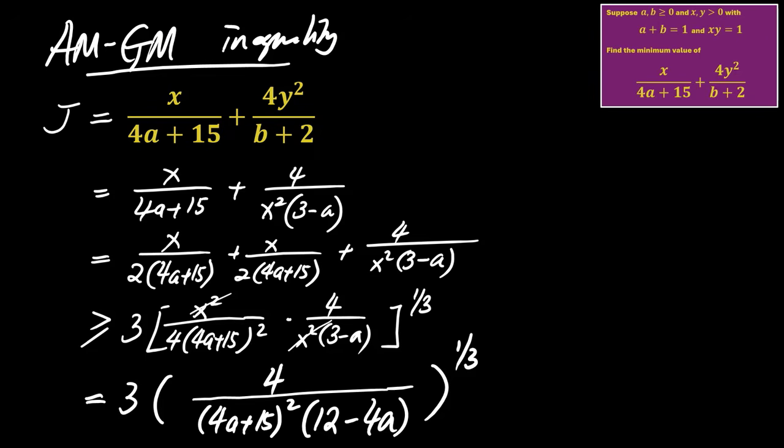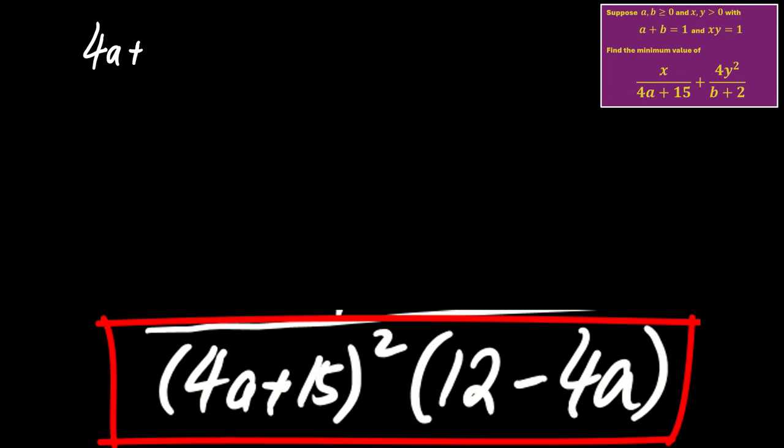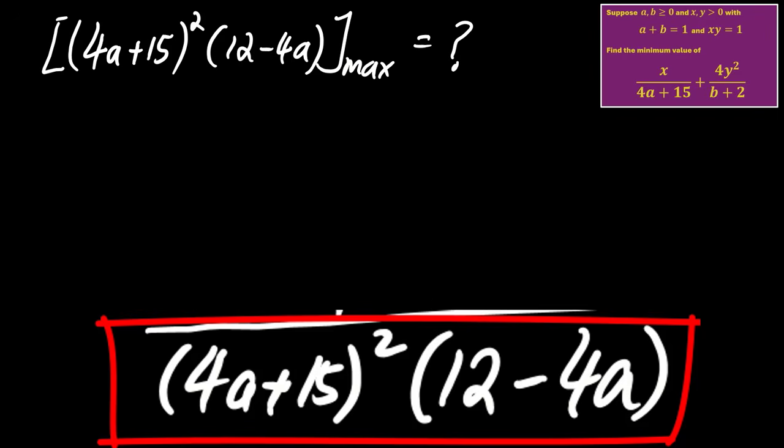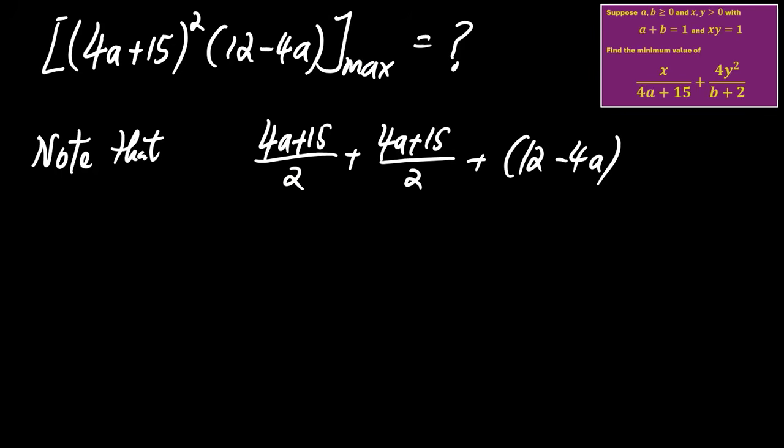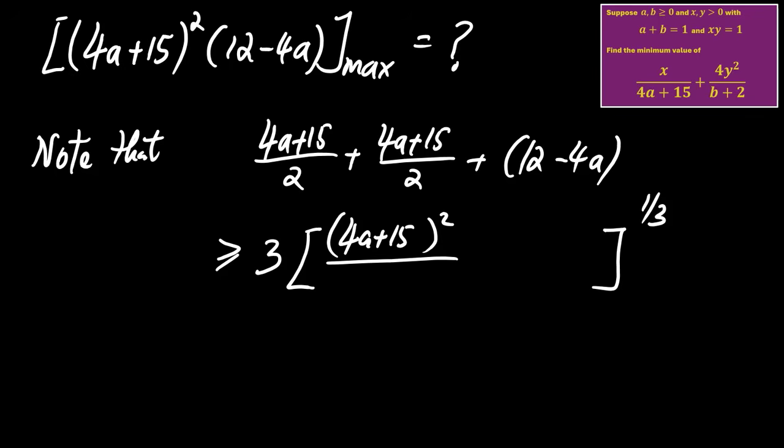Now in order to get the minimum value of J, we need to get the maximum value of 4a plus 15 squared times 12 minus 4a. So we need to find what is the maximum of this. That is, 4a plus 15 over 2 plus 4a plus 15 over 2 plus 12 minus 4a. Consider these three terms and using AM-GM inequality, this is greater than or equal to 3 times the product to the power of 1 over 3. So this will be 4a plus 15 squared over 4 times 12 minus 4a.